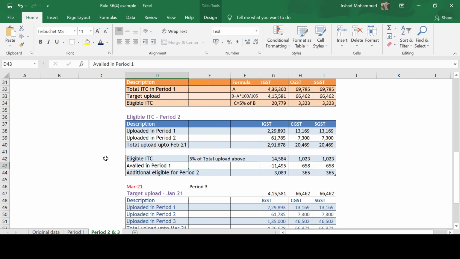However, in period 1, we have already availed 5% eligible credit on this figure. So therefore, we will reduce this figure from this total eligible credit to arrive at the eligible credit which is applicable for period 2 like this.